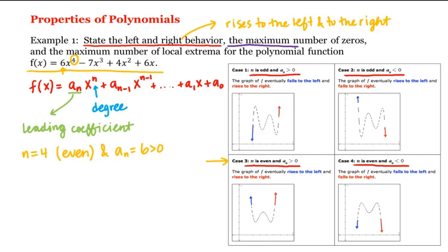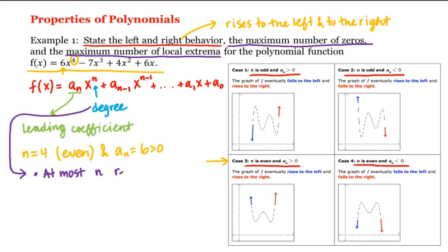Now it still remains to find the maximum number of zeros, or x-intercepts, and the maximum number of local extrema. And again, the degree here governs that. We have the following two cases. A polynomial of degree n with real coefficients has at most n real zeros, and at most n minus 1 local extrema or turning points.